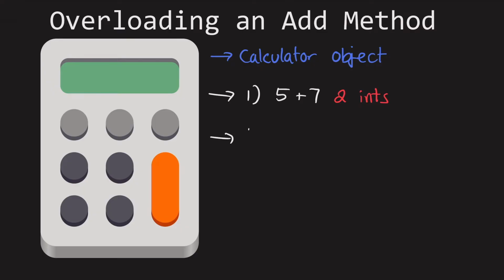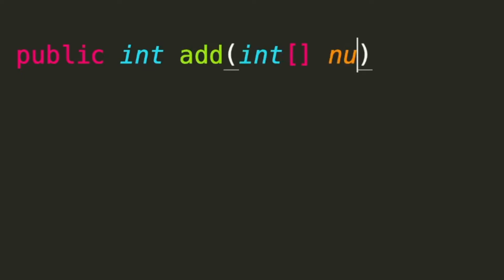But wait, what if we want our calculator to add multiple ints together, or in other words, to sum up an array of integers? Let's go back to the code and write another add method. It's a public method that returns an int called add, but this time it passes in an array which we call nums. Alright, so let's write the method body.